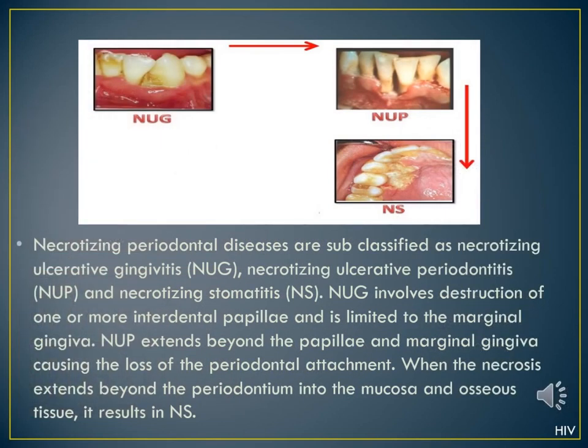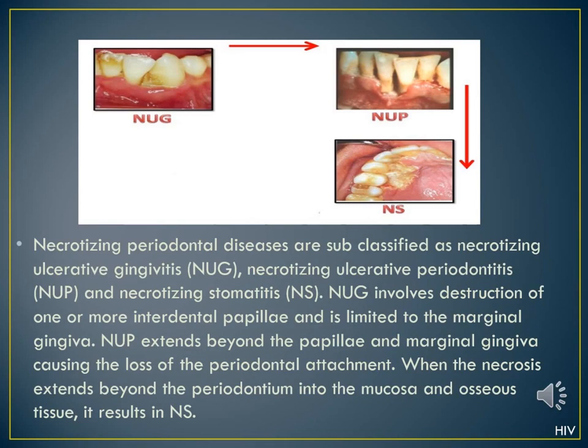And the last periodontal lesion under oral manifestation for HIV is necrotizing periodontal diseases, which is subclassified as necrotizing ulcerative gingivitis, NUG, necrotizing ulcerative periodontitis, NUP, and also necrotizing stomatitis, NS. So NUG involves destruction of one or more interdental papilla and is limited to the marginal gingiva. NUP extends beyond the papilla and also marginal gingiva, causing the loss of the periodontal attachment.